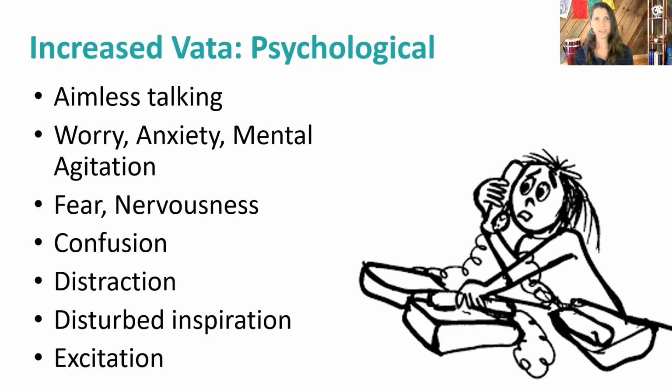So in balance, again, our Vata are so creative and they're so enthusiastic and they're so joyful in life. But out of balance, they're going to move to anxiety and fear and confusion. And that creative aspect won't be able to come through clearly.